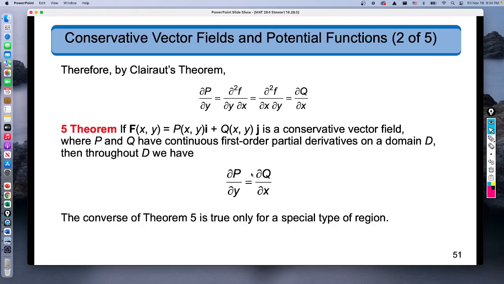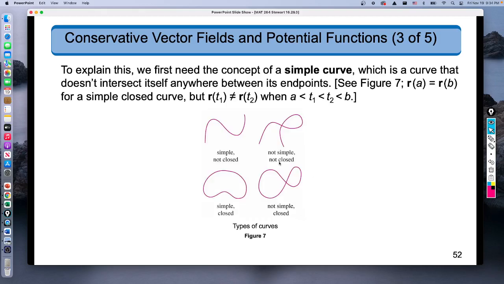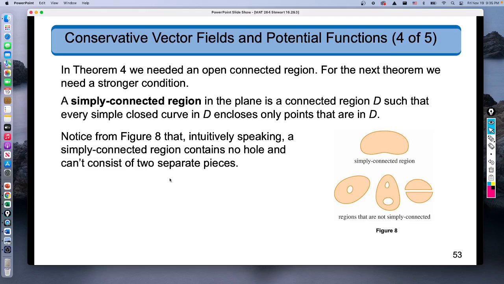However, we cannot prove the converse, that if they're equal then it's conservative, except if the regions are of a special type. And what kind of type do they have to be? They have to be simple, and they have to be closed. So for a simple closed curve, simple means that they do not cross themselves. So this is not simple because the path crosses itself. Closed if the beginning and the end are the same. So that's kind of the idea of what closure is.